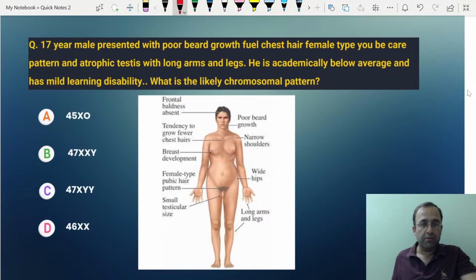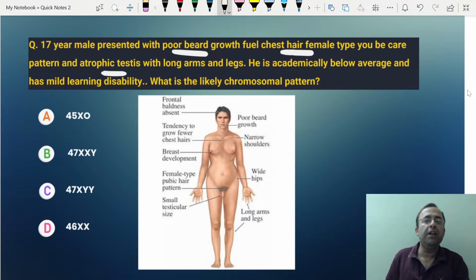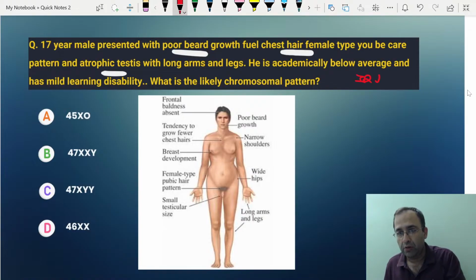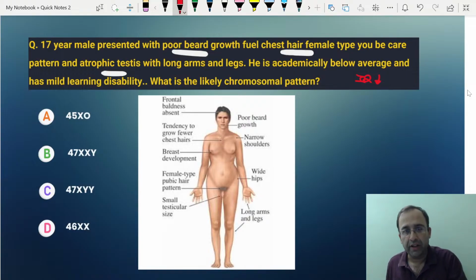Next question. A young male presented to OPD with poor beard growth, chest hair of female type, along with atrophic testis, long arms and legs. He is academically below average, that means IQ is also low. So he is a male with female type sexual characteristics. There's poor beard growth, atrophic testis, long arms and legs with eunuchoid body habitus. The image was not there.